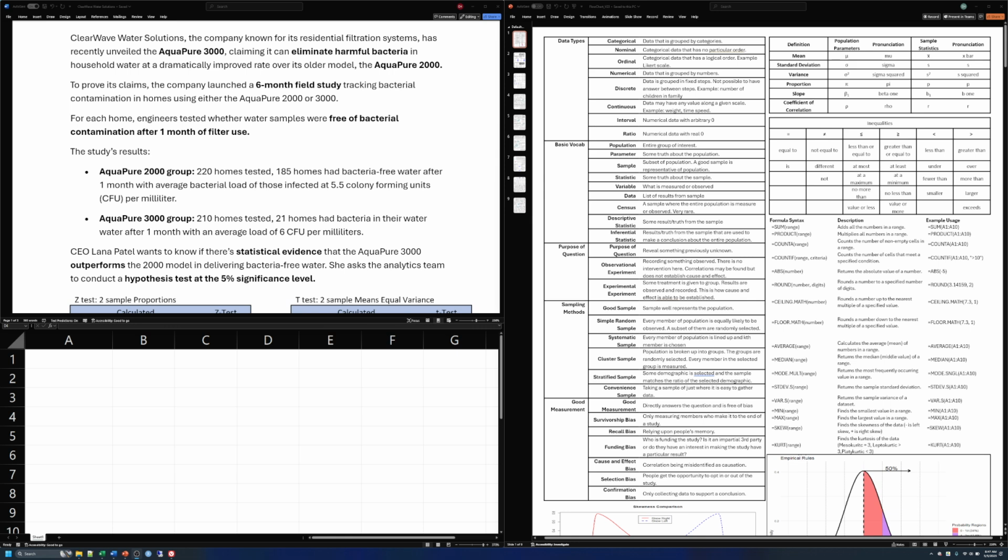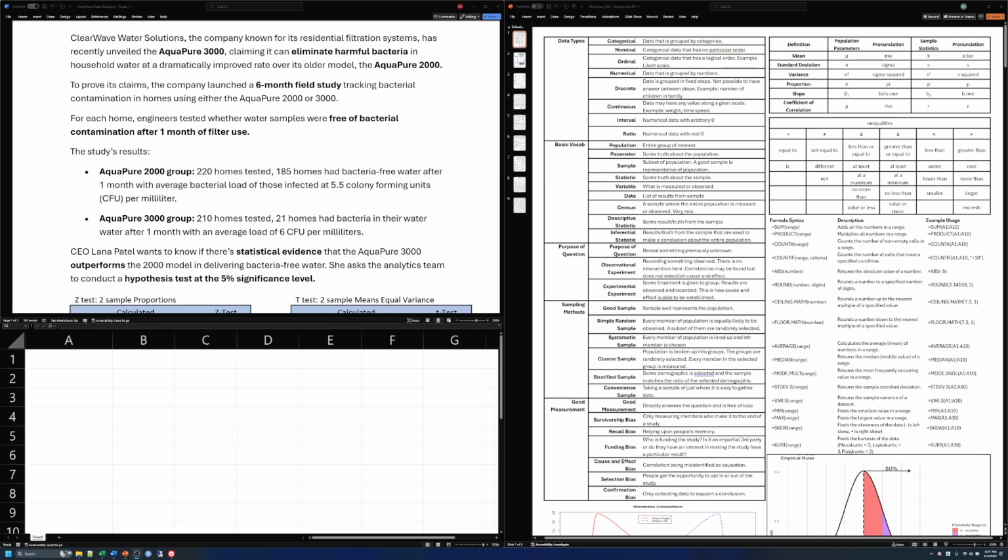The study results: AquaPure 2000 group, 220 homes tested, 185 had bacteria-free water after 1 month, with an average bacterial load of those infected at 5.5 colony-forming units, CFU, per milliliter. AquaPure 3000 group, 210 homes tested, 21 homes had bacteria in their water after 1 month, with an average load of 6 CFU per milliliter. CEO Lana Patel wants to know if there's statistical evidence that the AquaPure 3000 outperforms the 2000 model in delivering bacteria-free water. She asked the analytics team to conduct a hypothesis test at the 5% significance level.